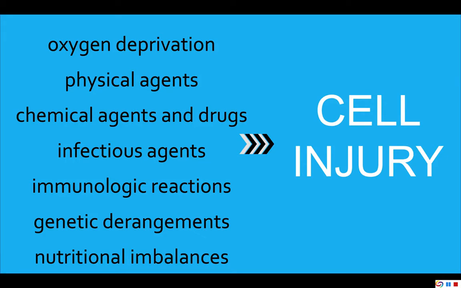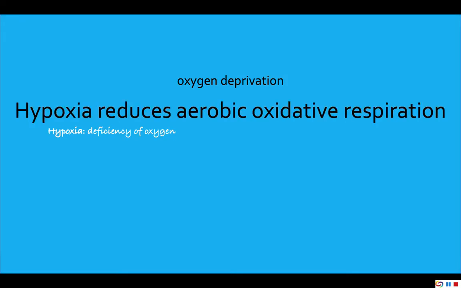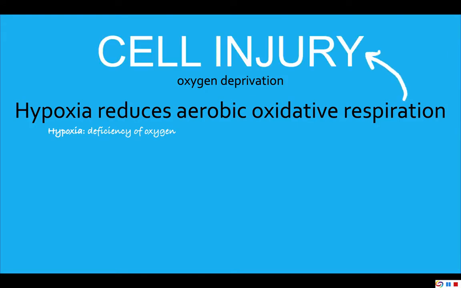each one separately. The first one is oxygen deprivation. Hypoxia is a deficiency of oxygen, and when a tissue or a cell does not have oxygen due to various reasons, that is going to cause injury to the cell and eventually will cause cell death if it is not reversed. The reason hypoxia does this is because it reduces aerobic oxidative respiration, and because of that, you're then going to have a cell injury.